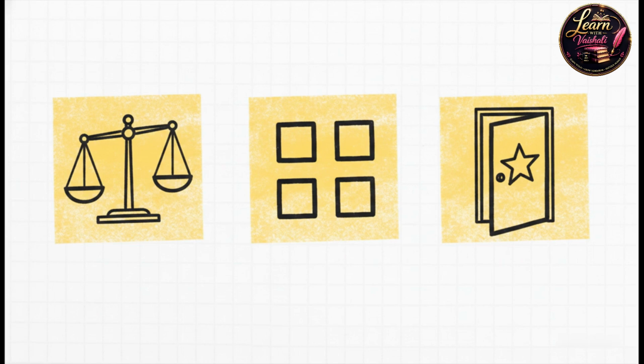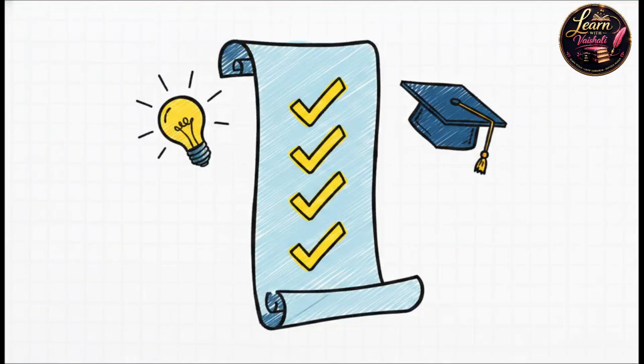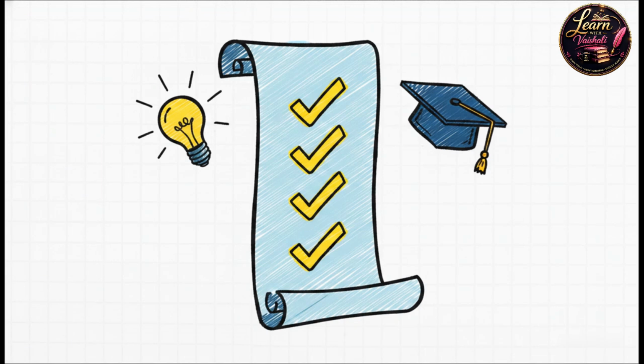Finally, let's hit Section 5, Important Exam Questions. Take a quick screenshot of this if you need to. Here are your top 5 expected questions for this module. You'll likely be asked to explain the meaning and importance of equality. Second, detailing those 4 dimensions. Third, defining equality of opportunity. Fourth, discussing its importance in a democracy. And fifth, writing a short note on the relationship between equality and social justice.